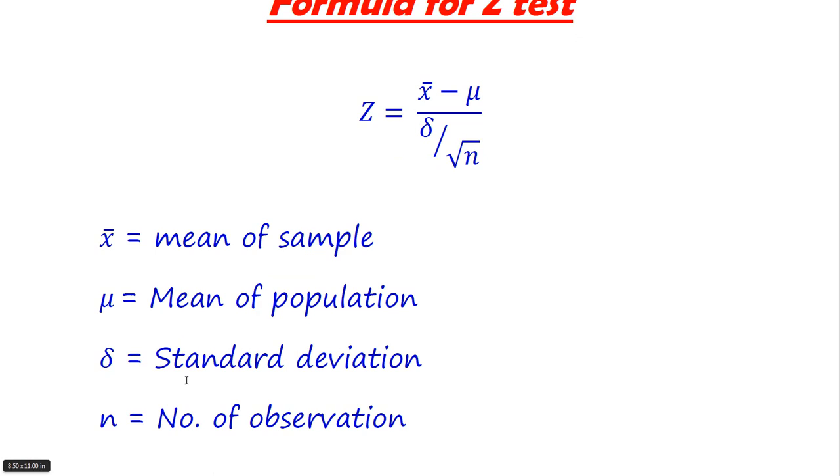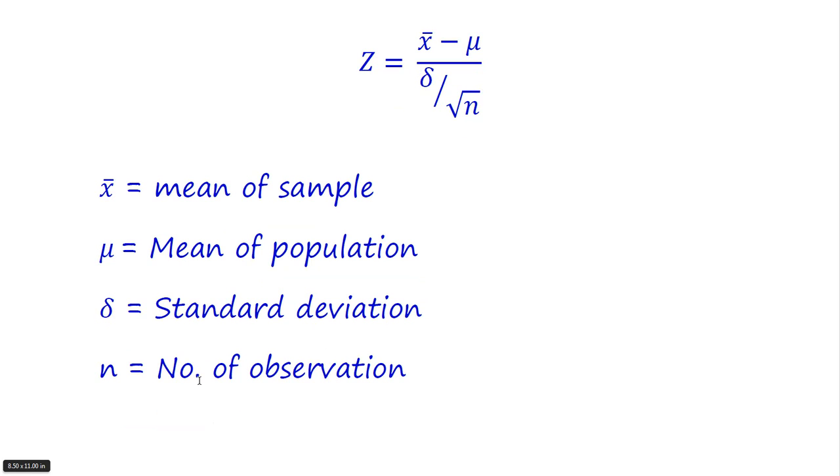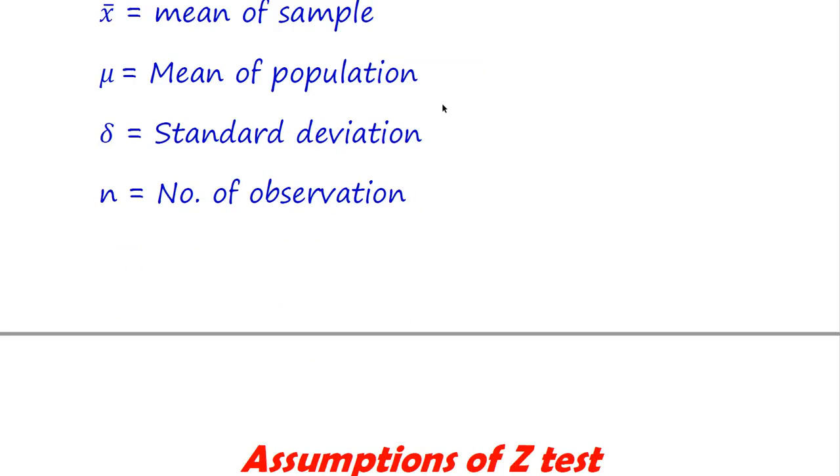Sigma is the standard deviation of the population. n is the number of observations. The total number of observations of the sample drawn is represented by n. Putting these values in this formula, we calculate the z-score.